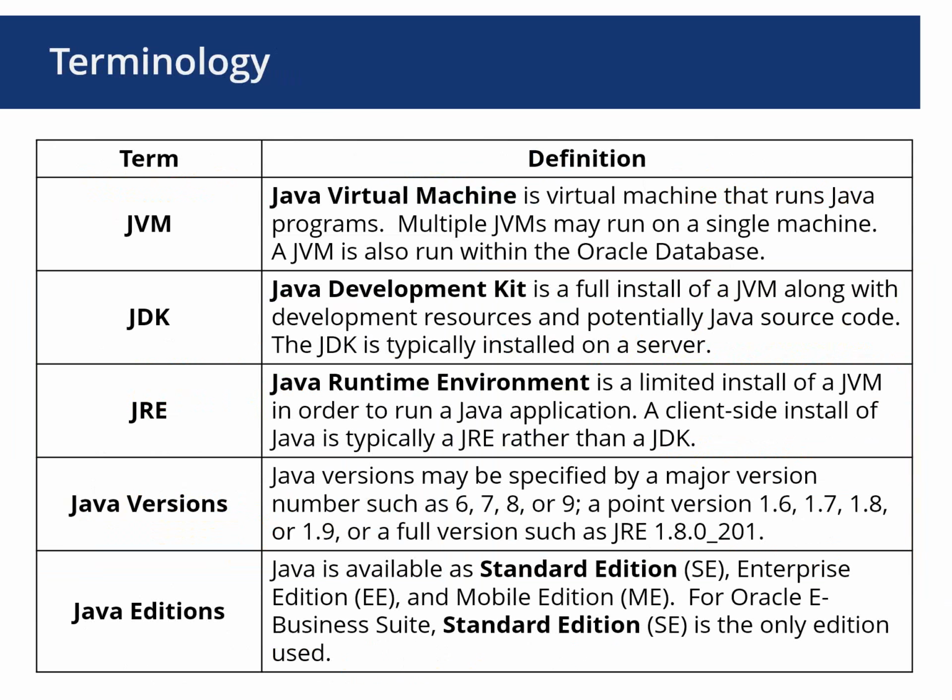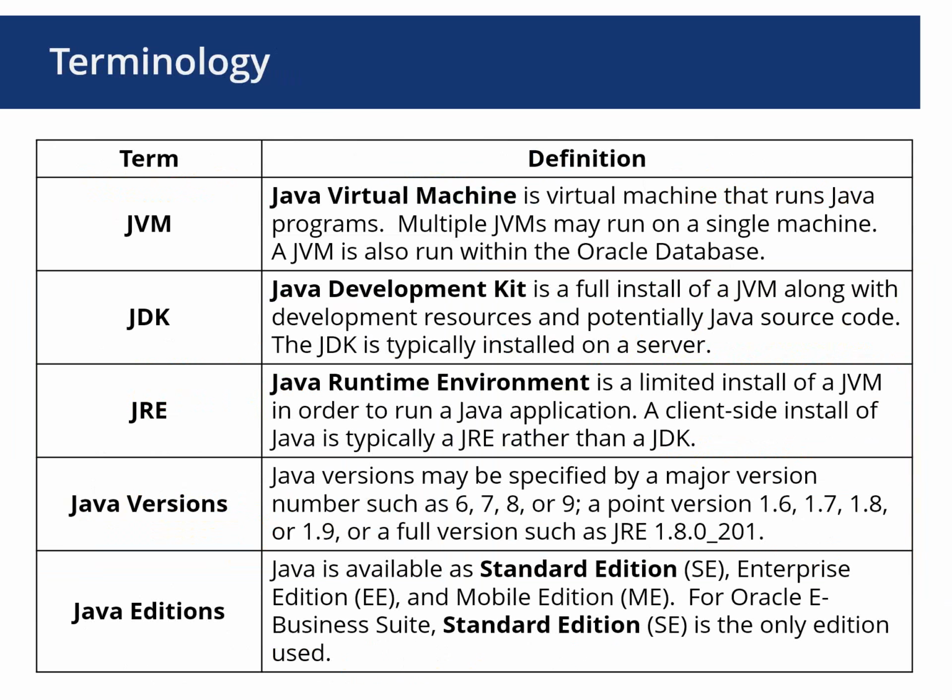So when we talk about the term JVM, JVM is the Java Virtual Machine. This is the piece of code delivered by Oracle that's actually running the Java application. The JVM may be installed on a client, it may be installed on the server, and in the Oracle Business Suite environment, it's actually installed in both, and it's installed many times.